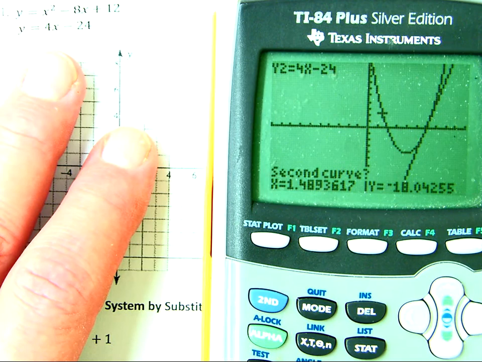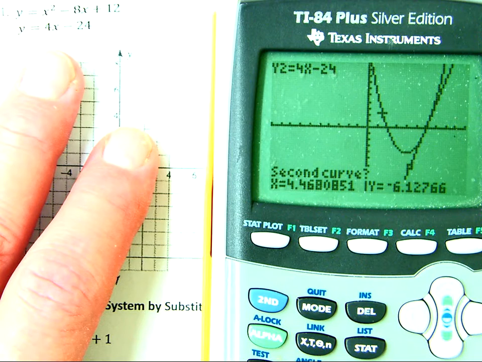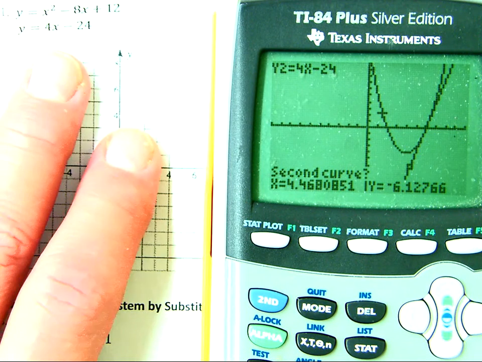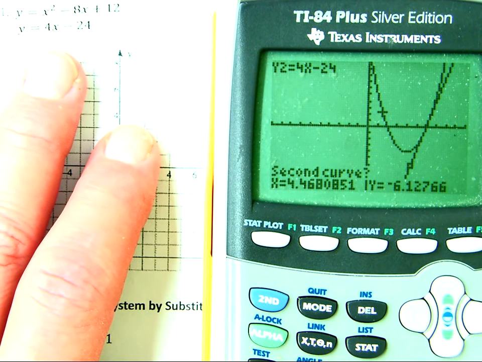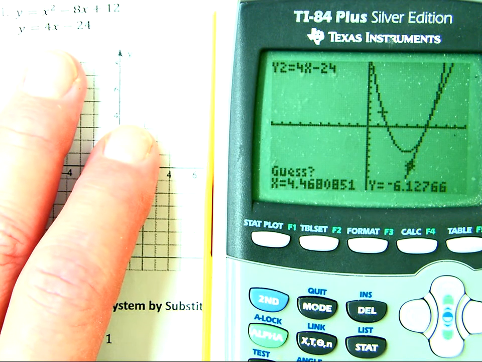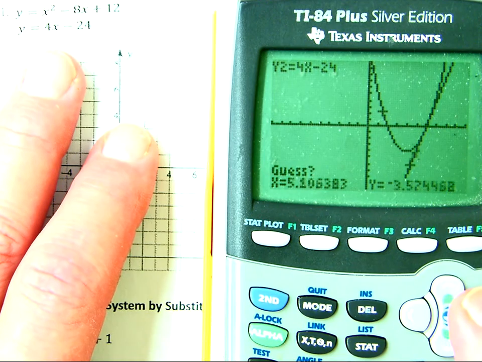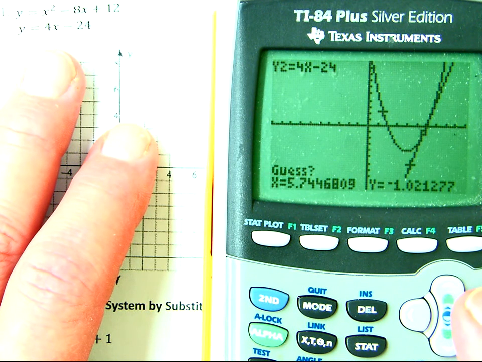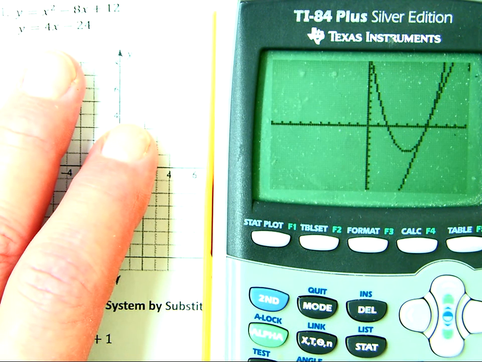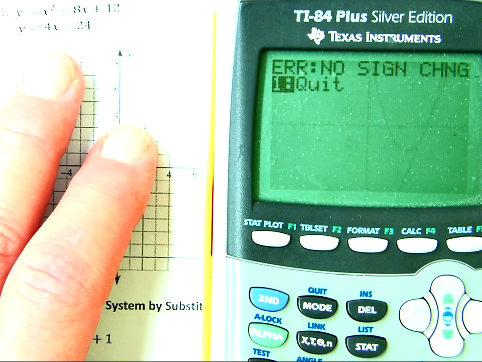See, now it jumped over to the line. So that's our second curve. They do that, so if you have a bunch of them on here, you can pick which 2 you want to intersect. We only have 2, so it doesn't matter. So I hit enter. Now for guess, you can go somewhere near where it looks like they cross and hit enter, and it'll tell you the point of intersection.